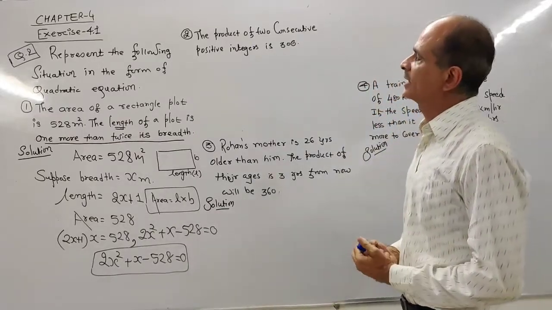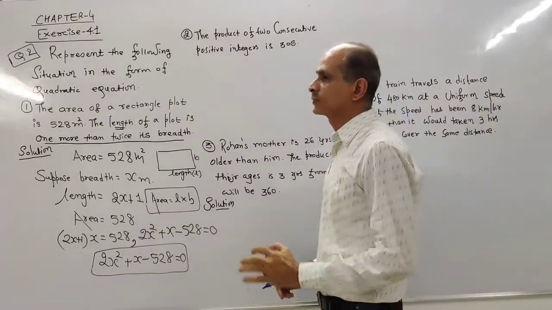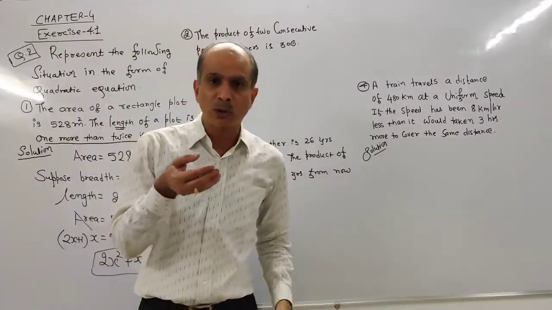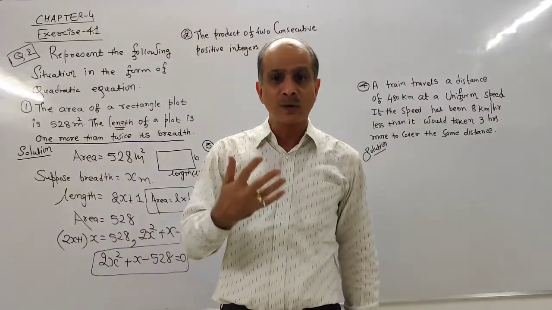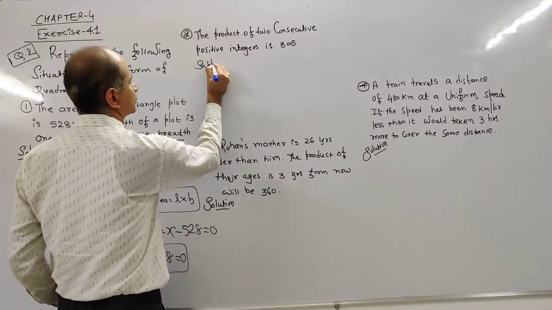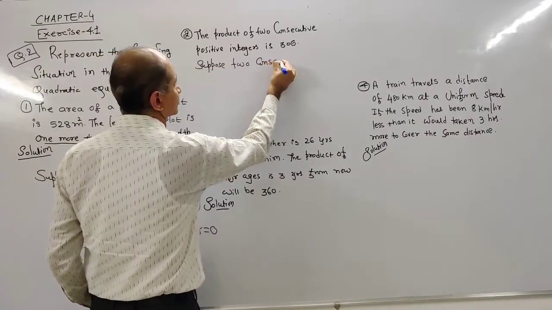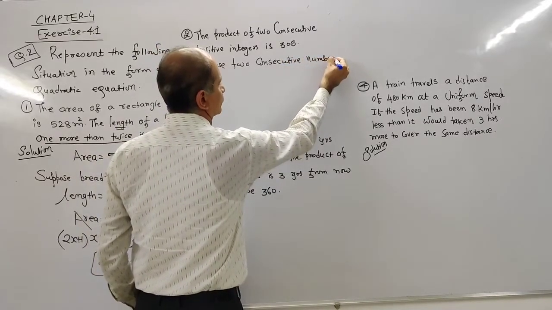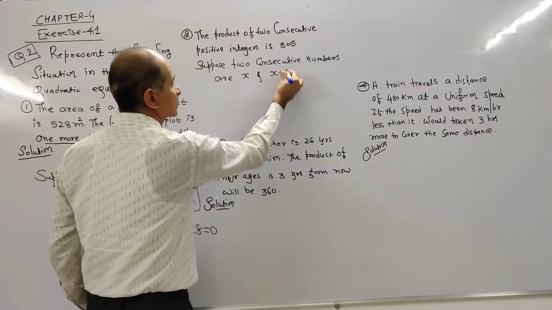Now let me start the second example of question number 2. The product of two consecutive positive integers is 306. Consecutive numbers: you know 4 and 5, 6 and 7, 9 and 10, they are known as consecutive numbers. So you have to assume, suppose, two consecutive numbers are x and x plus 1.